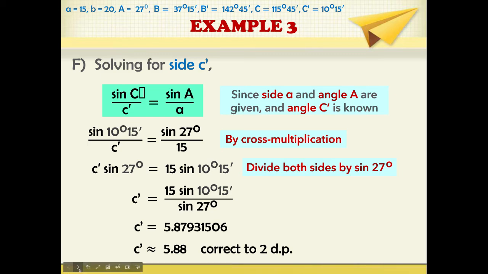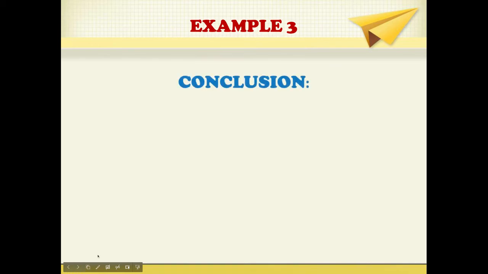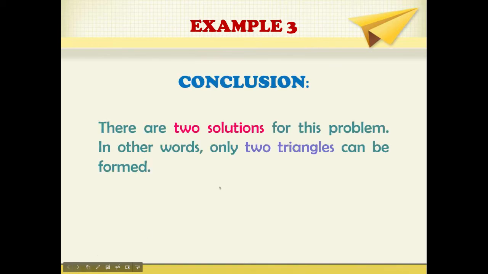So since we were able to find all the missing parts of the two triangles, therefore we can now conclude that there are indeed two solutions for this problem. In other words, two triangles can be formed based on our given values.